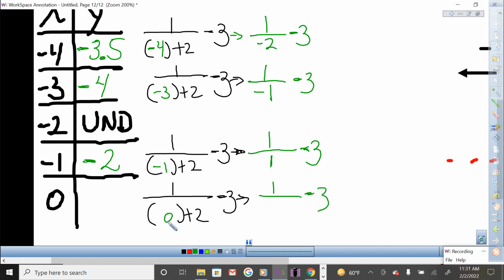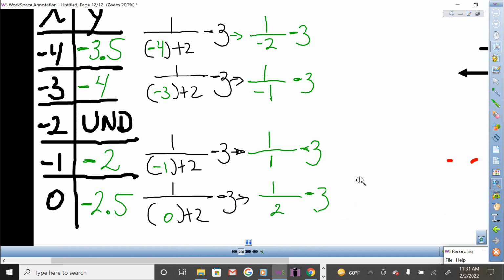my next value is 0. What is 0 plus 2? 2. So we have a half and we have negative 3. So what is negative 3 plus 2? Negative 2.5. Yes, there it is.